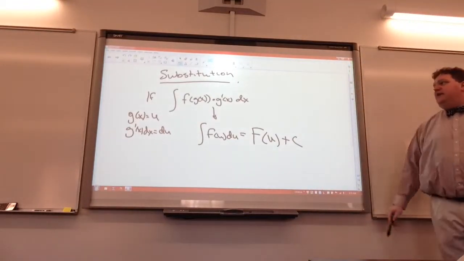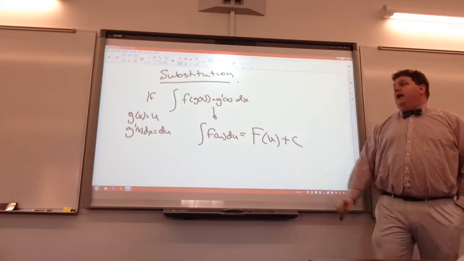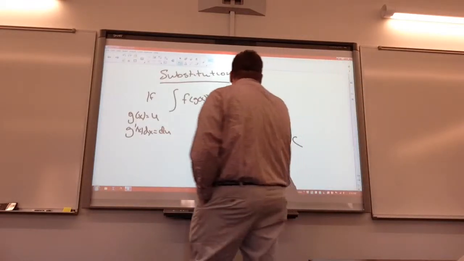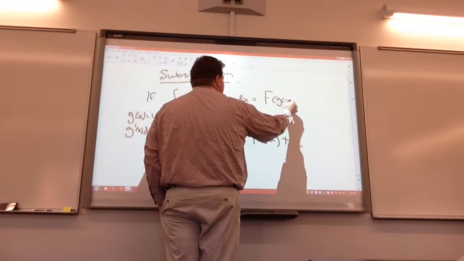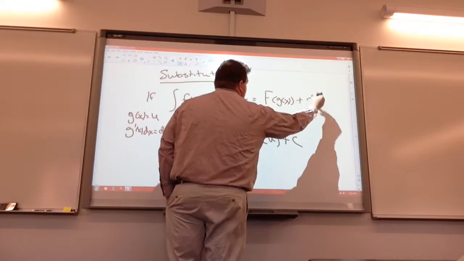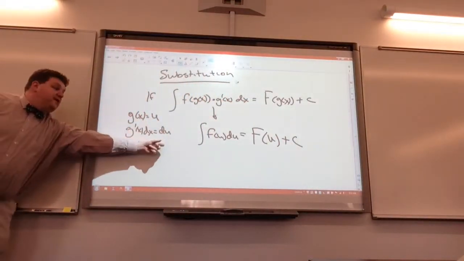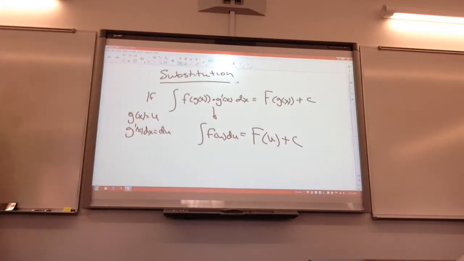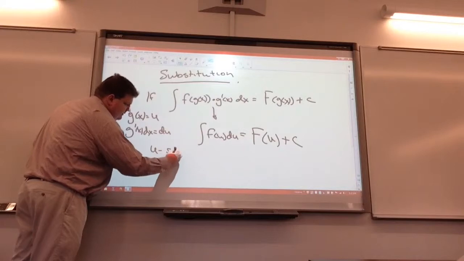But notice here, we're changing our variables to come up with our answer. So another way I can think of this is that our answer for this thing right here would be big F of g of x plus c. And the reason for that comes from this substitution down here. Such a thing, by the way, is generally referred to as a u substitution.